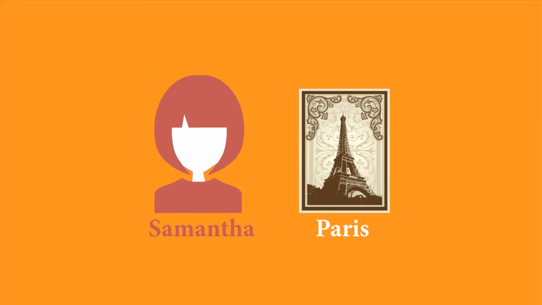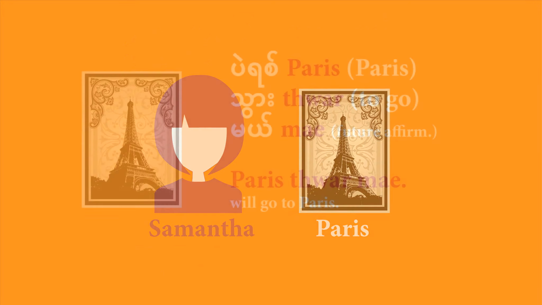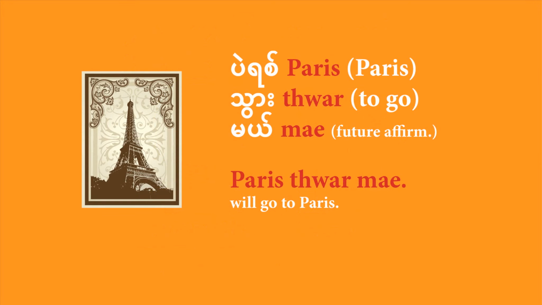Let's say now that Jason's love interest Samantha is going to Paris. Paris is usually written differently in Burmese, but it's pronounced Paris or something close to it. The verb to go is thwa. In this case, we should end the sentence with the future affirmative particle me, because we want to say Samantha is going to Paris. It hasn't happened yet. Samantha will go to Paris. So, Paris thwa me. Someone will go to Paris.